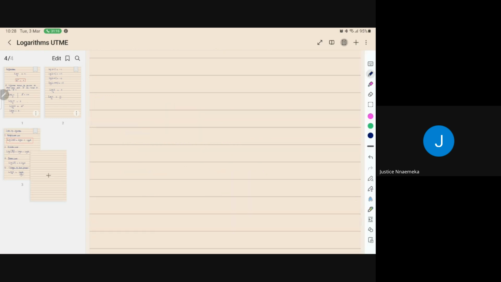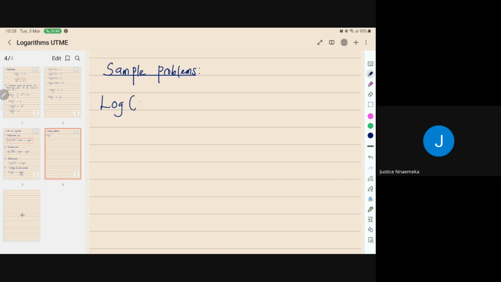Let's look at examples now. All right. You'll see how we can apply these rules, right? So for example, let's look at how you can expand. Let's say we have log open bracket 6x squared. How do we go about this? Let's expand this.